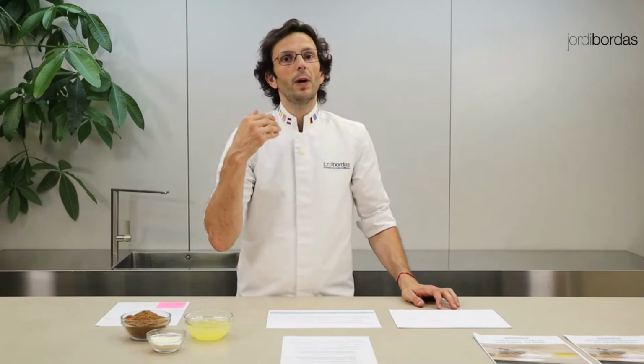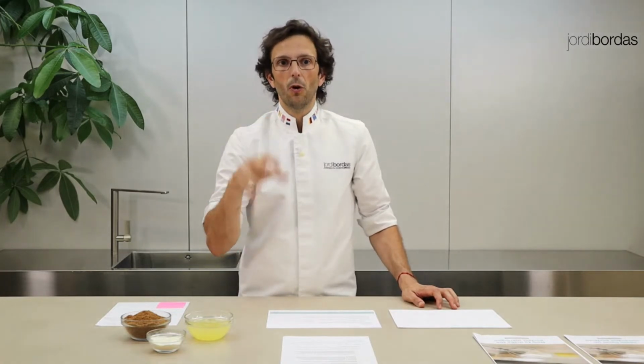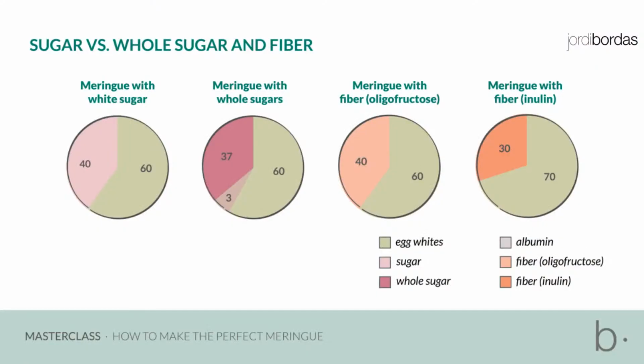In this case, we used oligofructose, which comes from the native inulin, to keep a sweet meringue. That means that the 40% of oligofructose in that meringue is going to give us in total 20 points of sweetness. For example, in that recipe we have 40% of sugar and 60% of egg whites, we will have 40 points of sweetness. That means that sugar is 2 times more sweet.